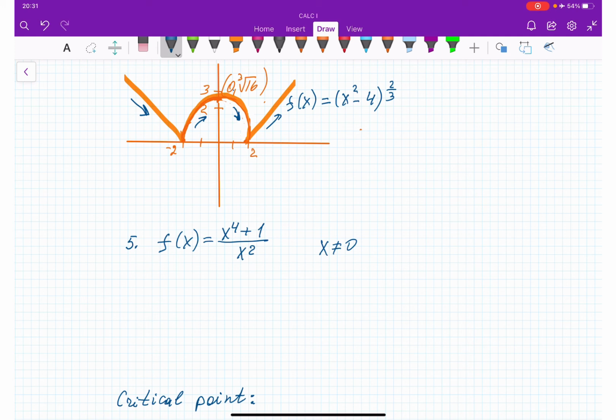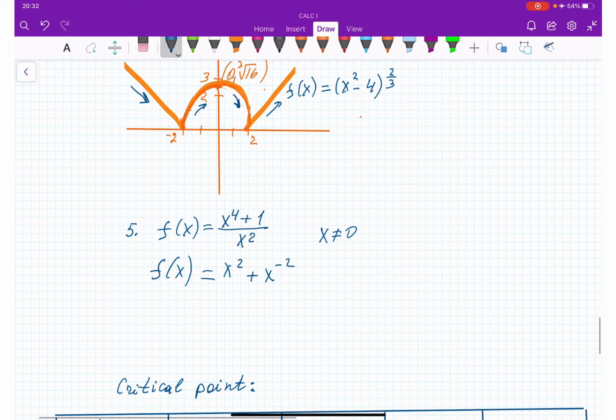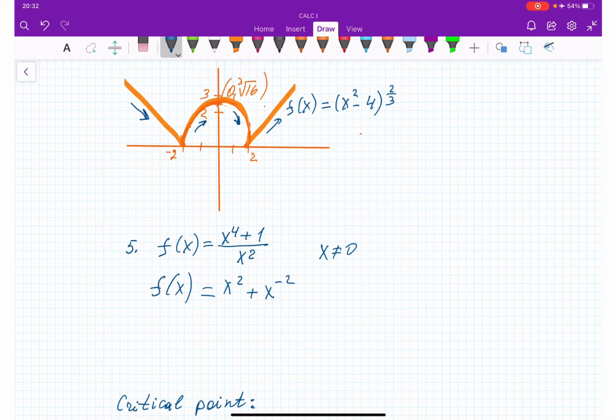Okay, so f of x equals, well, let me rewrite it first as x squared plus x to the negative 2, because it's easier to take a derivative in this format rather than using the quotient rule. I don't like using the quotient rule, so I always avoid it by converting it into the sum of two terms. So this way it's easier.